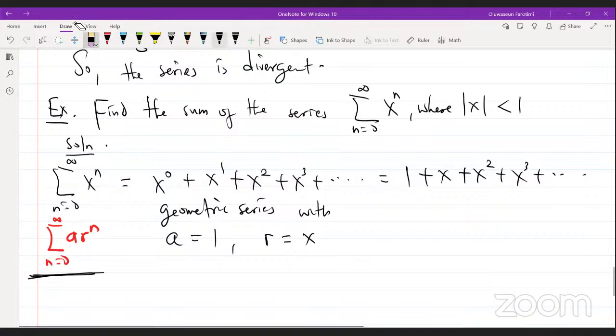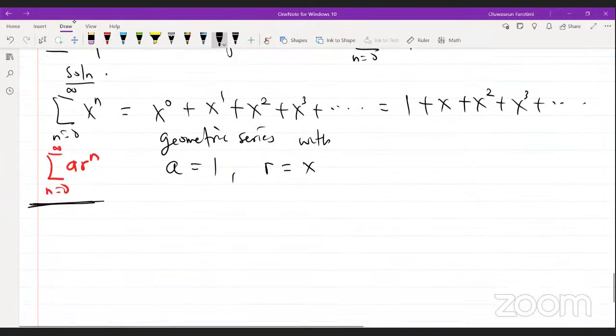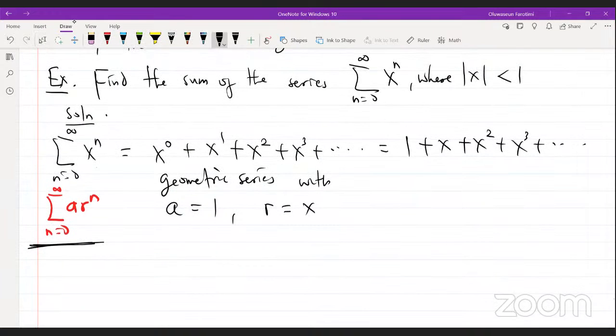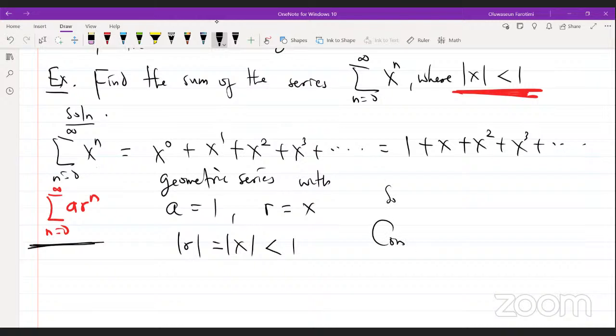Now, when does a geometric series converge? It converges again when the absolute value of R is less than 1. What is the absolute value of R? That's the absolute value of X, right? But look at the question, guys. This condition is given. So this guy is less than 1. So what do we conclude? So the series converges.